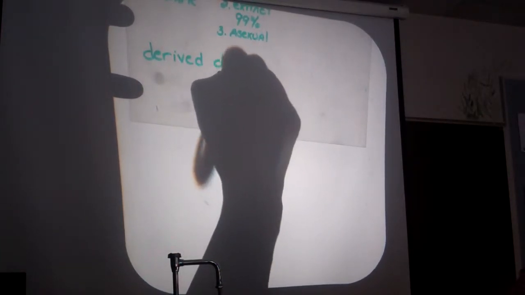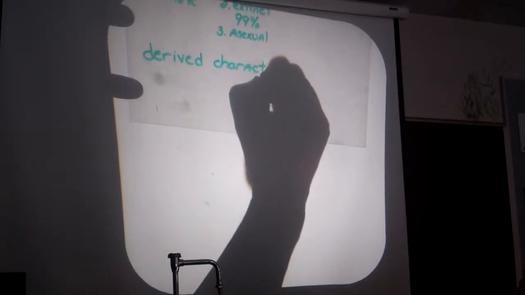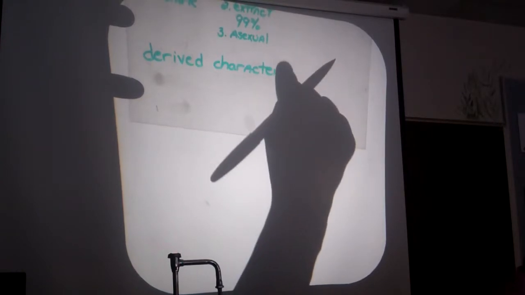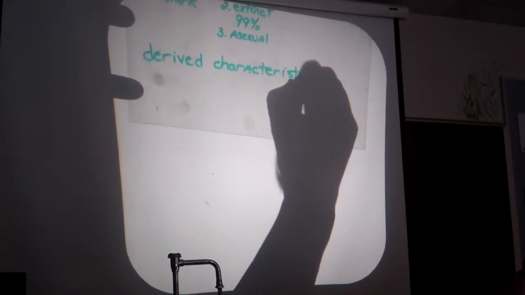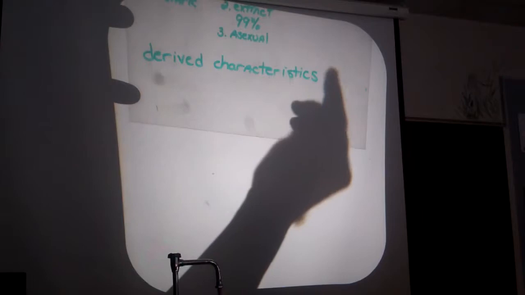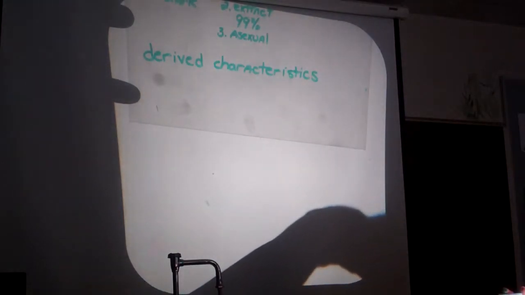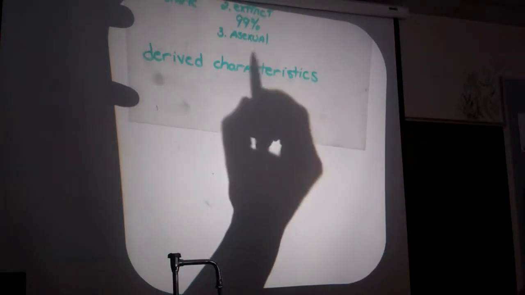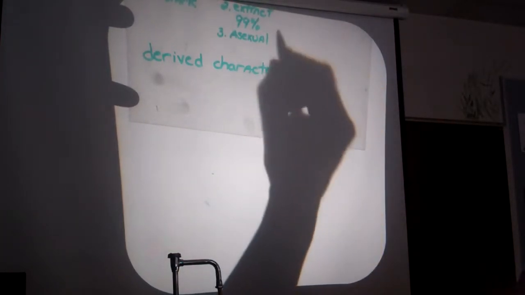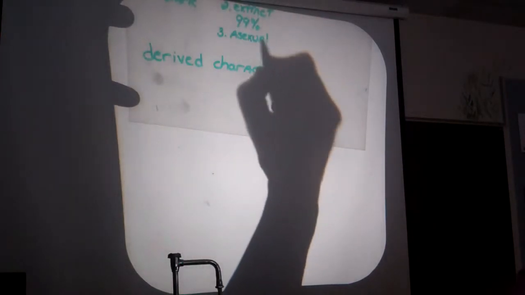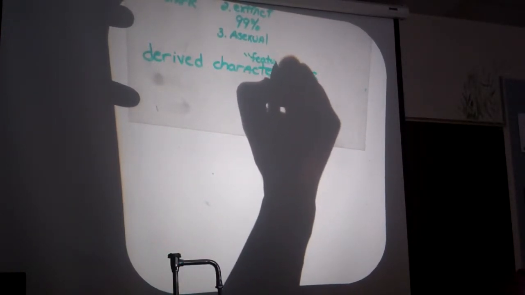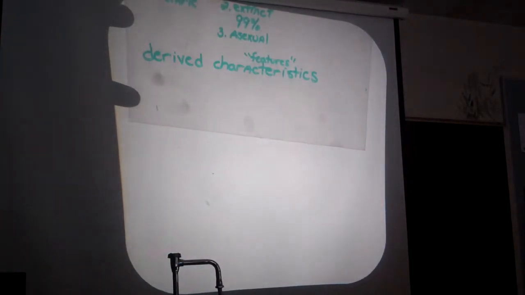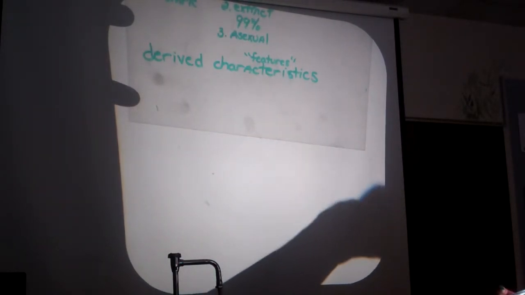Derived characteristics. Okay, this looks like another big term, but this is another term that is really important here. But you can break down this word and figure out what it means. Okay, let's start with characteristics. You guys know that. We have certain characteristics about us. We have certain features about us. Brown eyes, blue eyes, whatever.